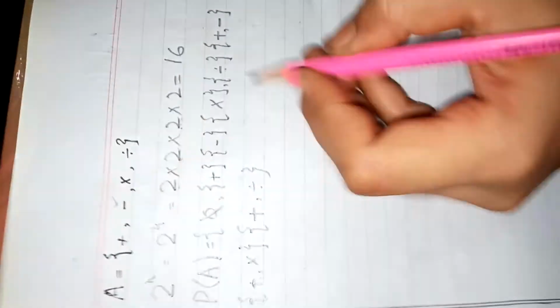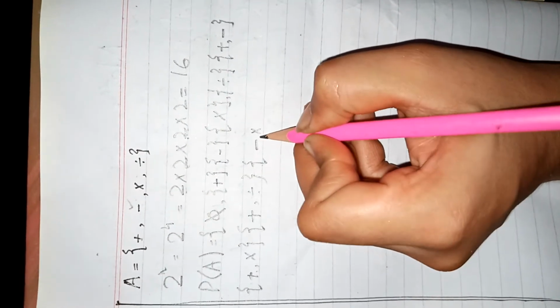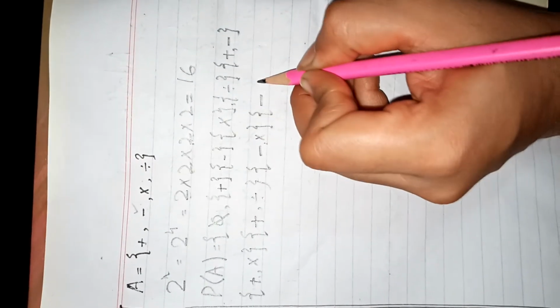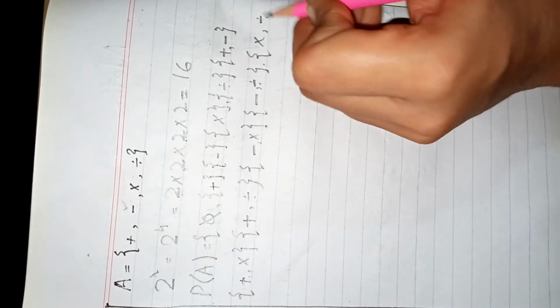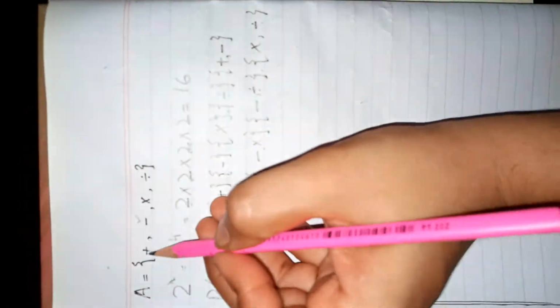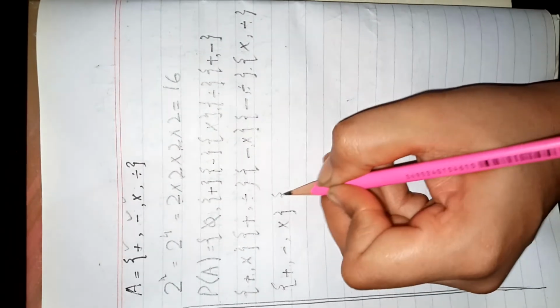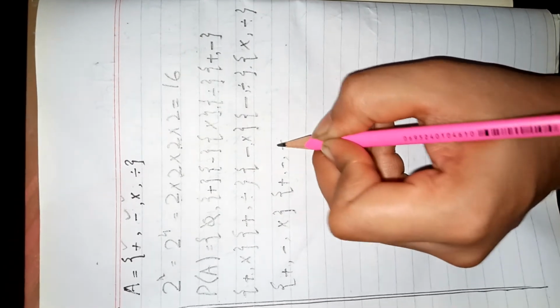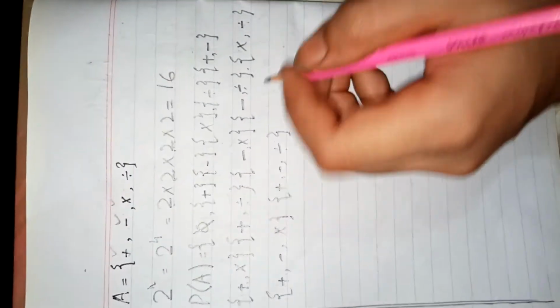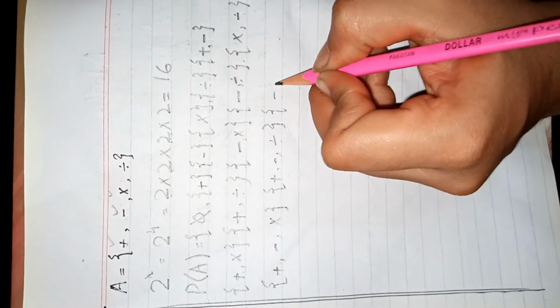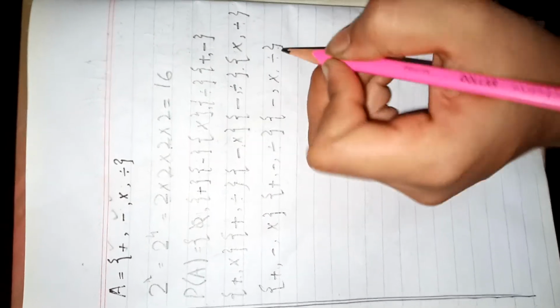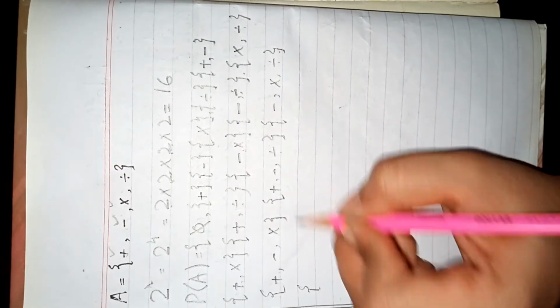Then we will take minus: minus, multiply; minus, divide; then multiply, divide. Then we will have three elements in each set: plus, minus, multiply; plus, minus, divide; then minus, multiply, divide; plus, multiply, divide.